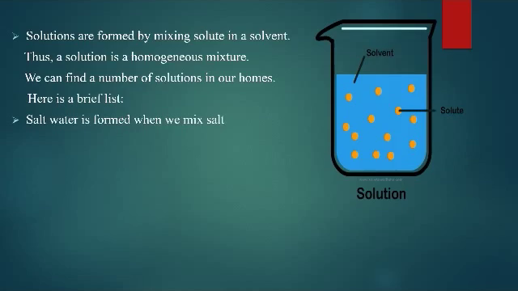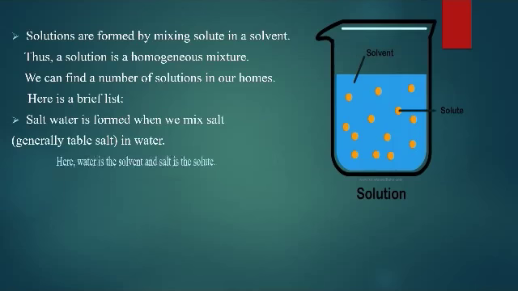We can find a number of solutions in our homes. Here's a brief list. Salt water. Salt water is formed when we mix salt, generally table salt, in water. Here, water is the solvent and salt is the solute. So when you look at your picture here, the solvent is the one that is dissolving the solute. The solute is the solid, which is going to dissolve in the solvent. So take notice of that. Solute and then solvent.